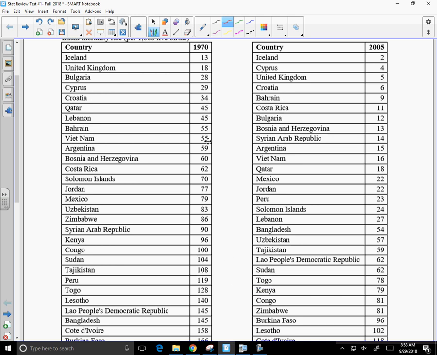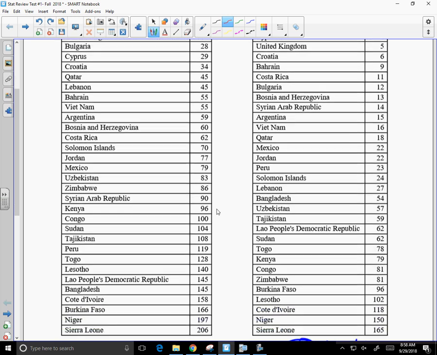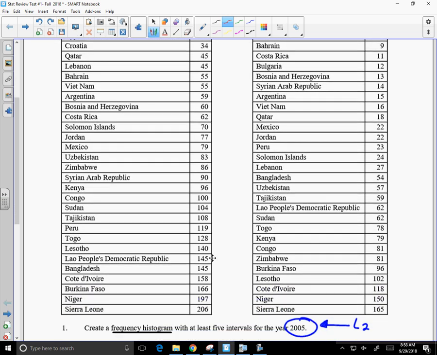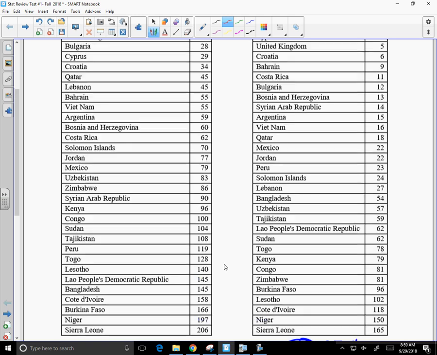45 occurs twice, 55 occurs twice. Does anything beat twice? No. 145 also twice. So the modes are 45, 55, and 145.